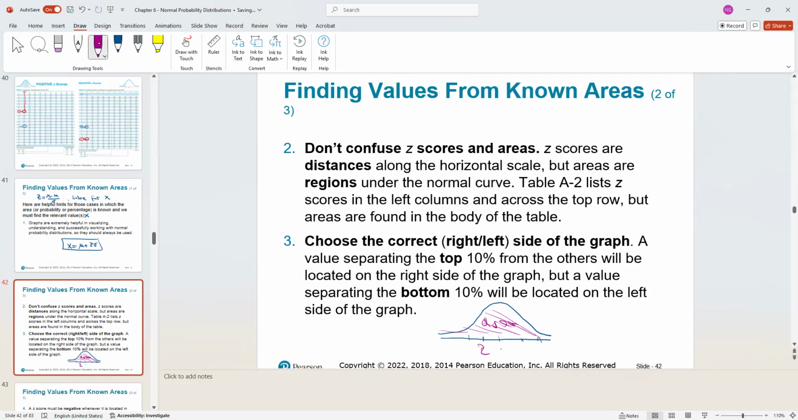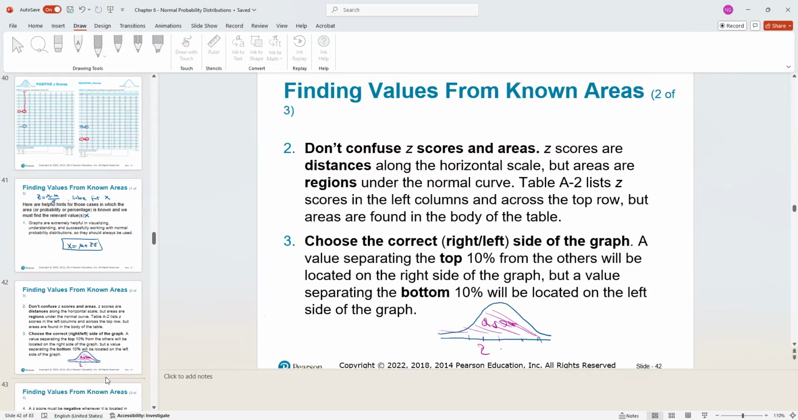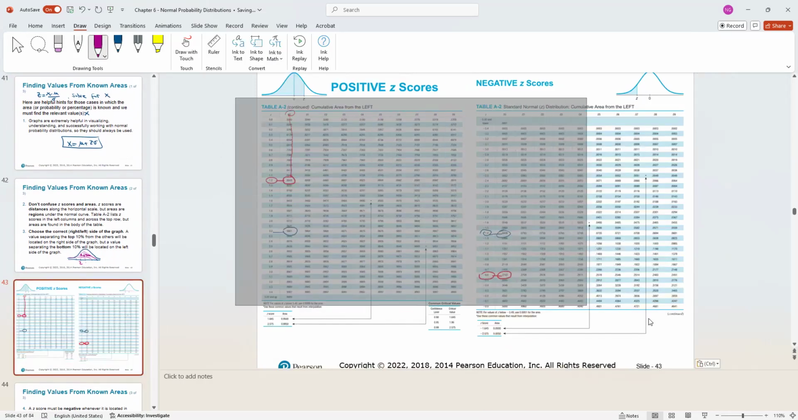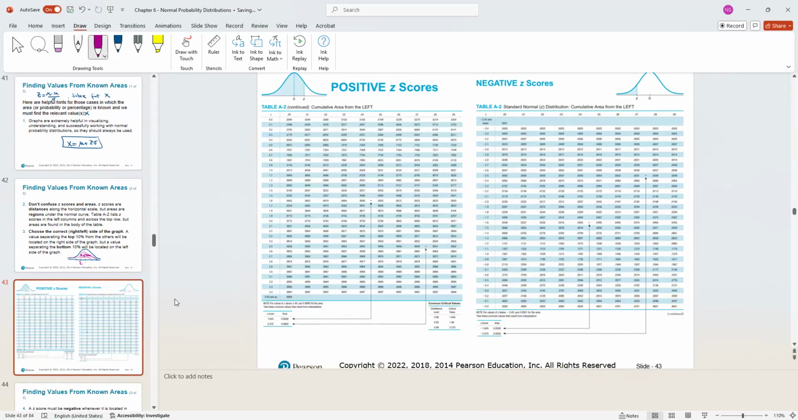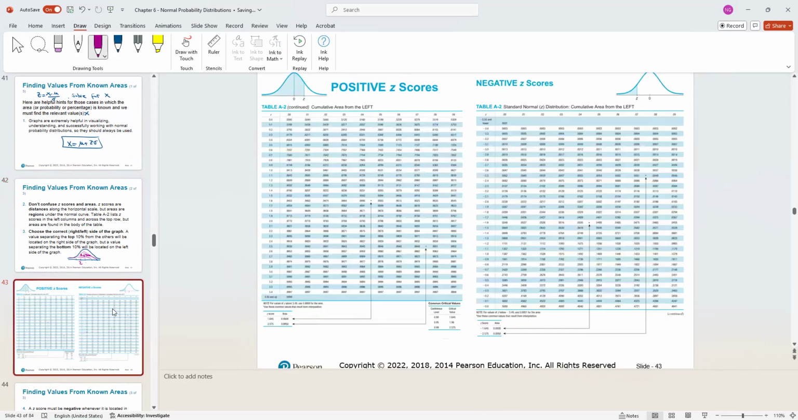And Table A-2 lists z-scores in the left column and across the top row like we did, but areas are found in the body of the table. Please review the tables we just gave you right there. Usually I put the table again for you to see right here in the middle. If I clean it, what we said is z-scores are on the left, the first column, of course, or the top.